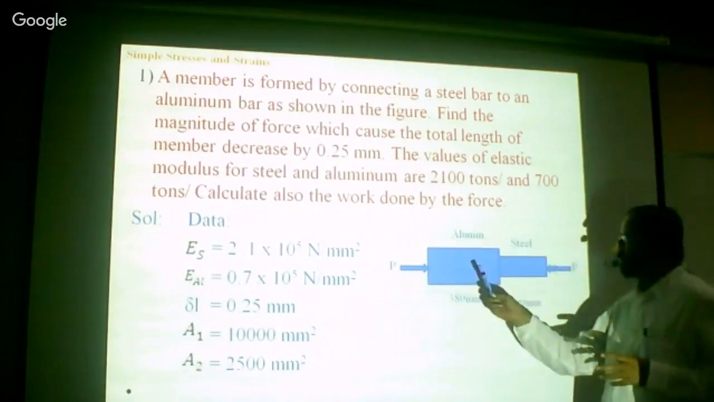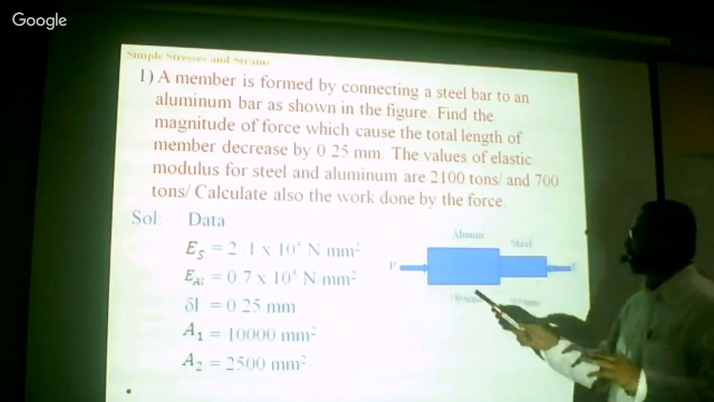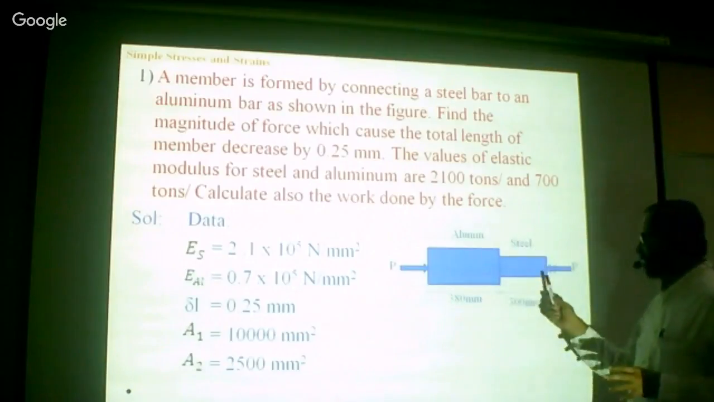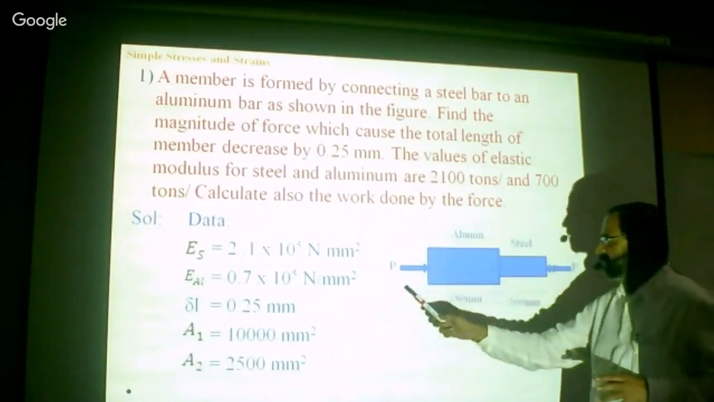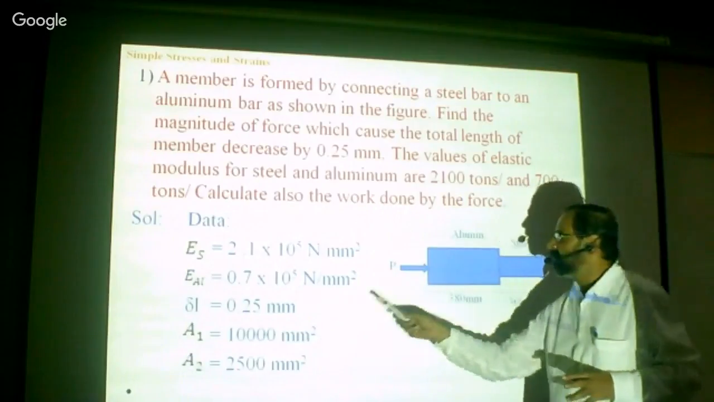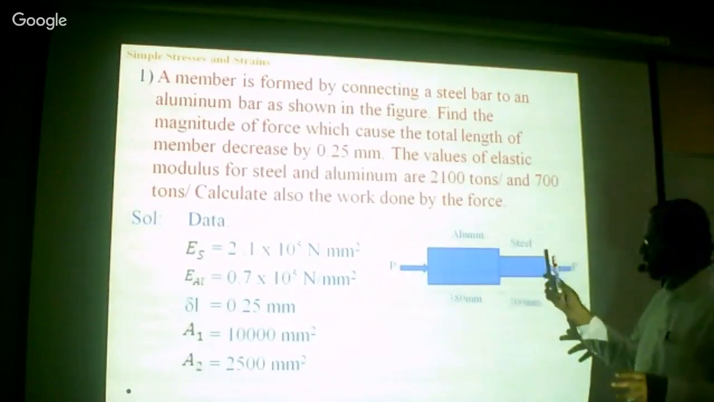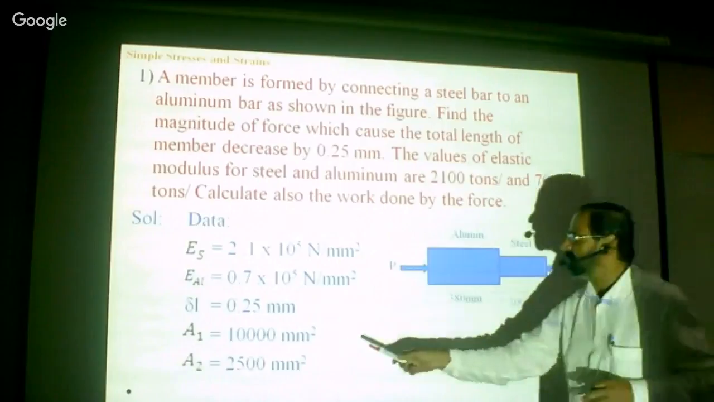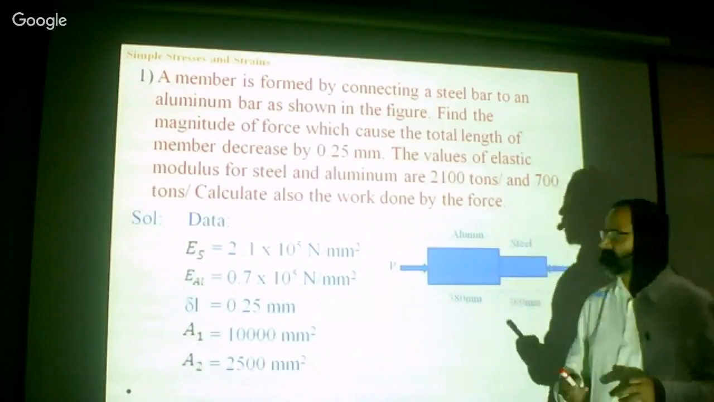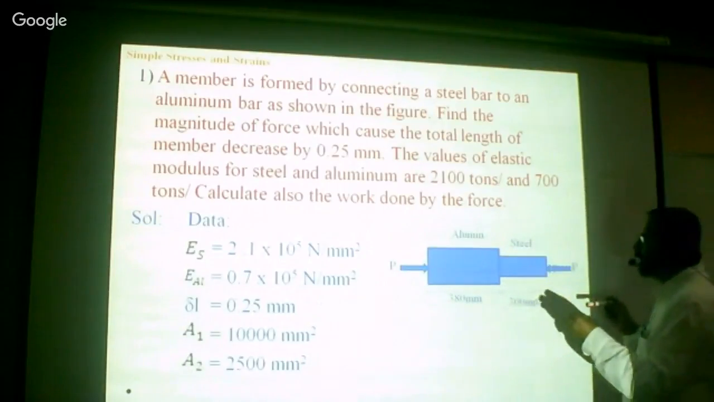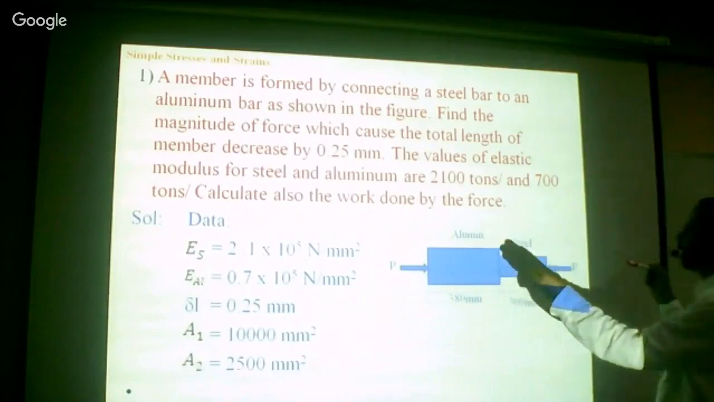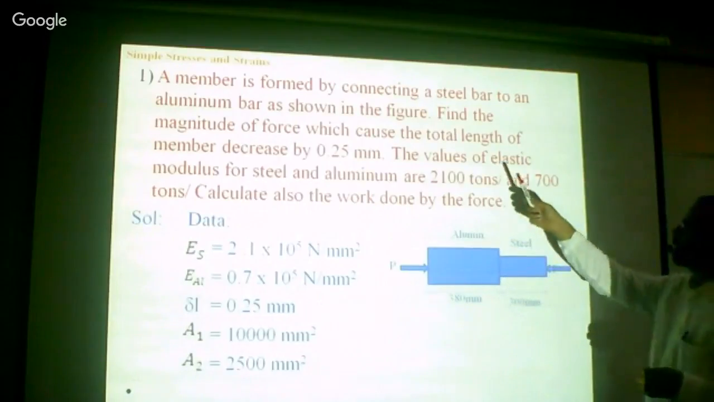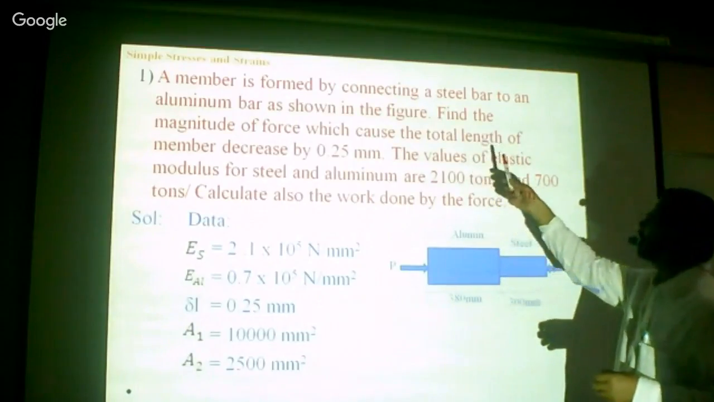Now, different cross sections, varying cross sections, that is aluminum and steel. The area is given here: the aluminum area is 10,000 millimeter square, and the steel cross section area is 2,500 millimeter square. The load, now we need to calculate the application of load. What is the load? Now they asked too many questions here.